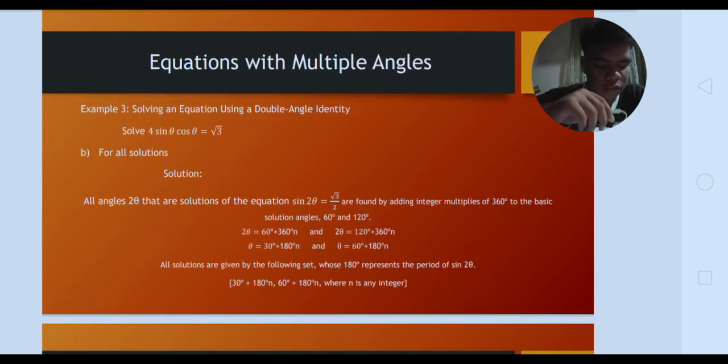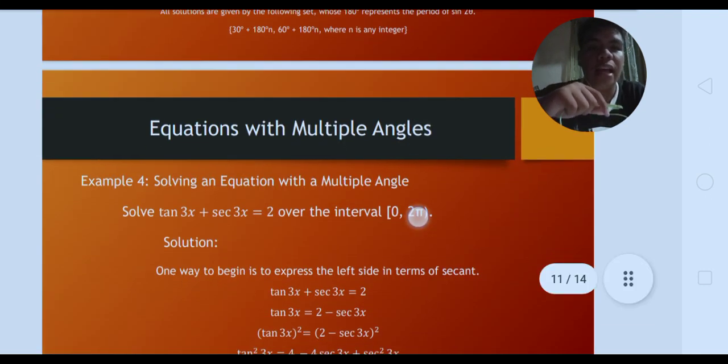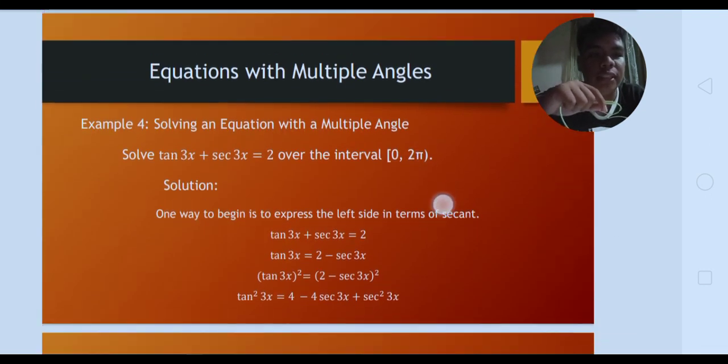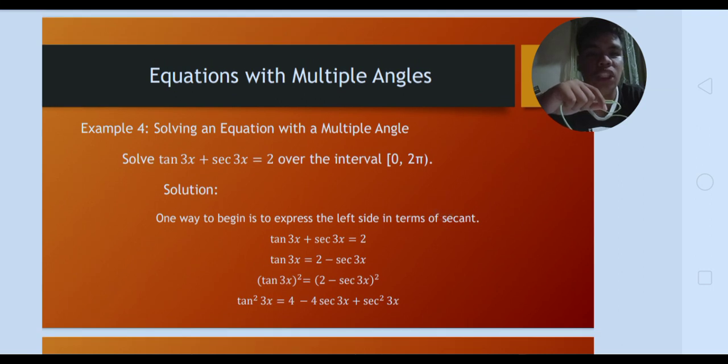Note that solving an equation by squaring both sides may introduce extraneous solutions. This is used in the next example, and all proposed solutions must be checked. Another example is the last example, solving an equation with a multiple angle. Solve tan 3x plus sec 3x equals 2 over the interval 0 to 2 pi.